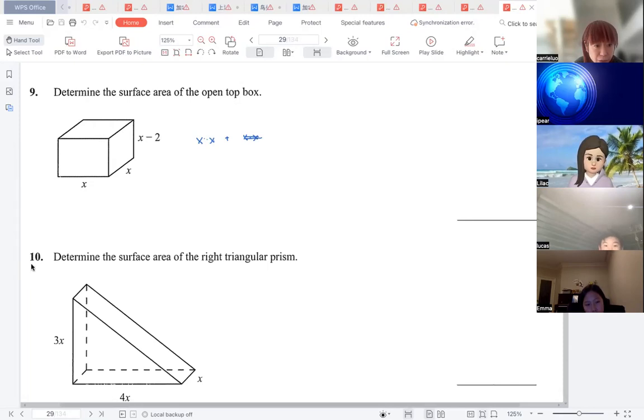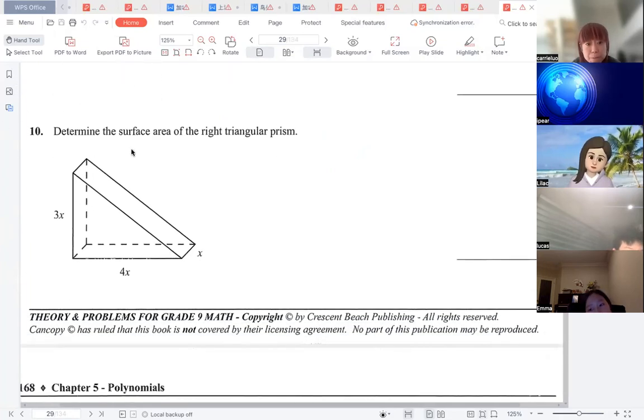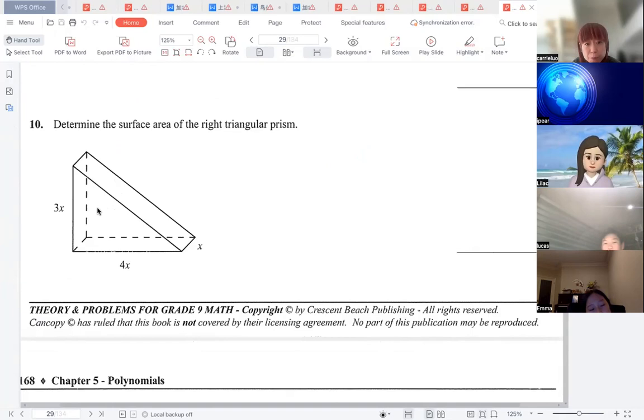Because for every single thing, you have front and back, top and bottom, left and right being the same, right? So for this one, we have x times x minus 2. Right, plus the bottom is x times x. And for the front is again another x times x minus 2. So all of them, you times 2. Remember, Emma? Remembered, right? Okay, so let's take a look at this one, triangular prism.